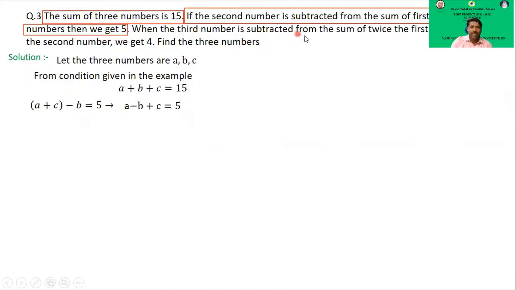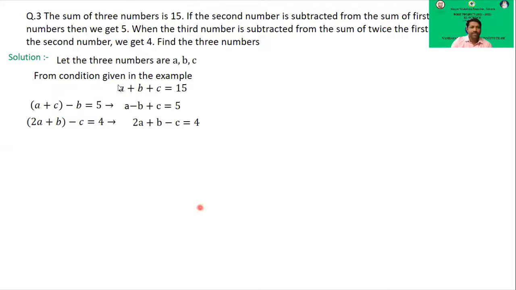When the third number is subtracted from the sum of twice the first number and the second number, we get 4. So this is 2A plus B. When the third number is subtracted, so minus C, from the sum of what? Twice the first number and the second number. 2A plus B मधून third number subtract केला की 4 मिळतो. So we have 2A plus B minus C is equal to 4. So now we have all these three equations.